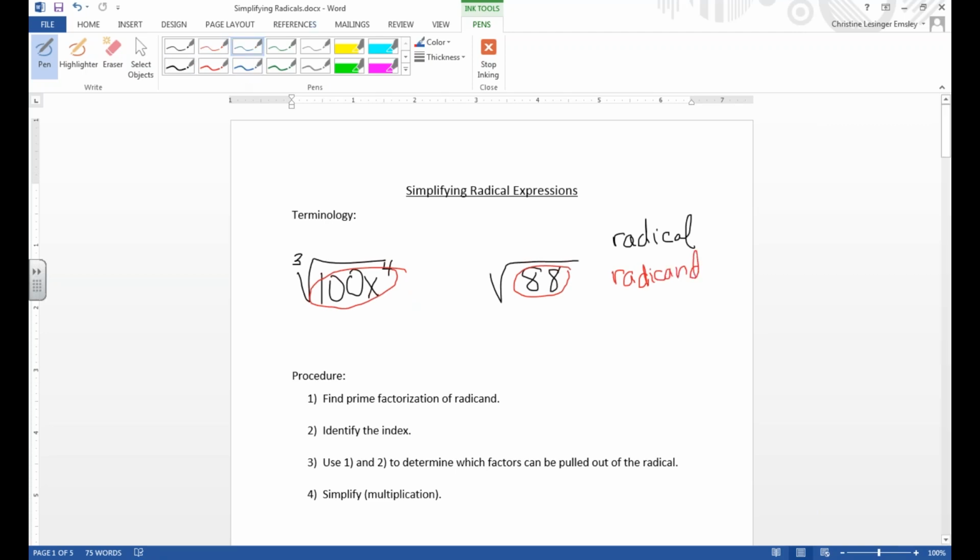And then finally, we have the little number that's out front. It's kind of like a superscript, or sometimes it is missing. That value is called the index. In the first example, our index is 3. In our second example here, it looks like the index is missing, but again, you probably know that anytime there's no number out there, it's assumed to be a square root. So that means our index is 2.